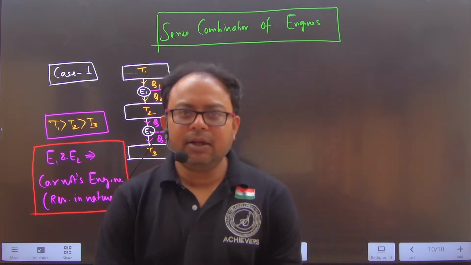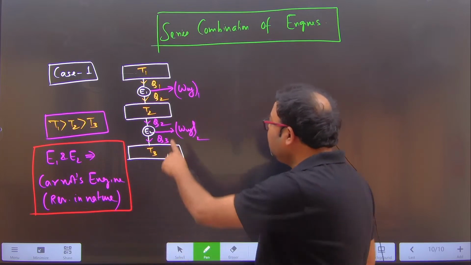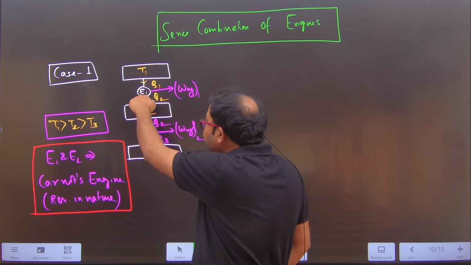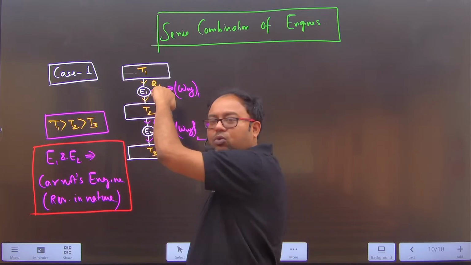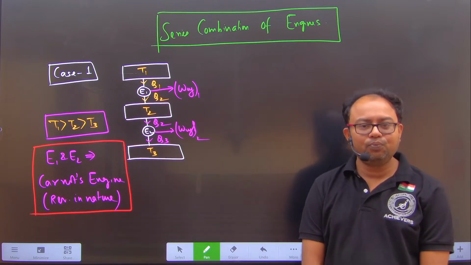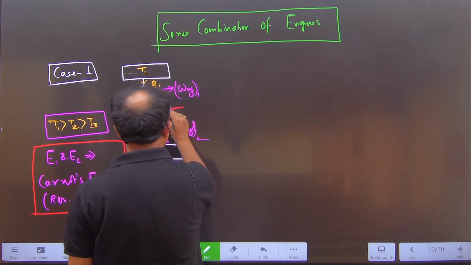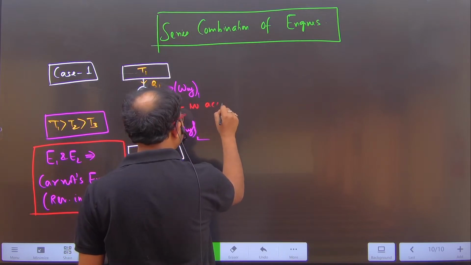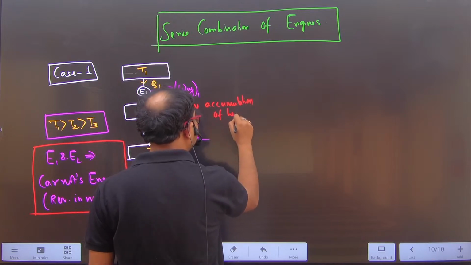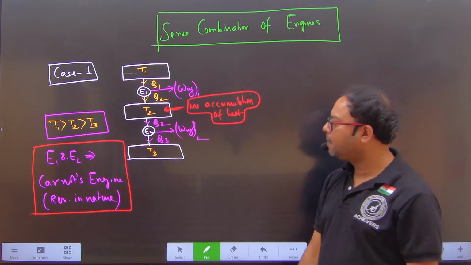So we have combined two reversible engines E1 and E2 in this manner, and we have considered no heat is getting accumulated in the reservoir at temperature T2. E1 is releasing Q2 amount of heat and that Q2 amount of heat is again being pulled by the engine E2. So no accumulation of heat takes place over here.